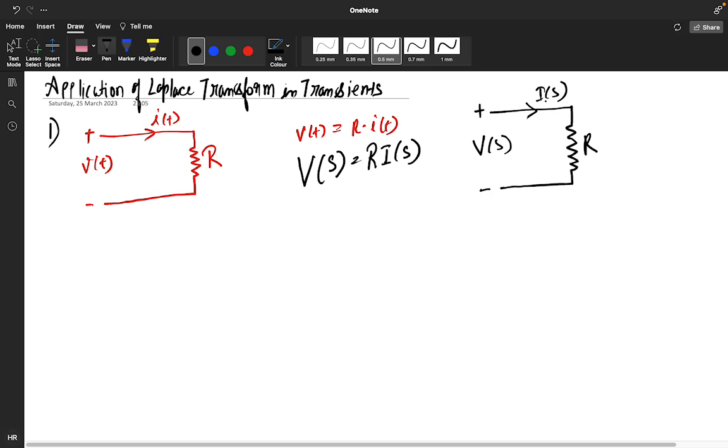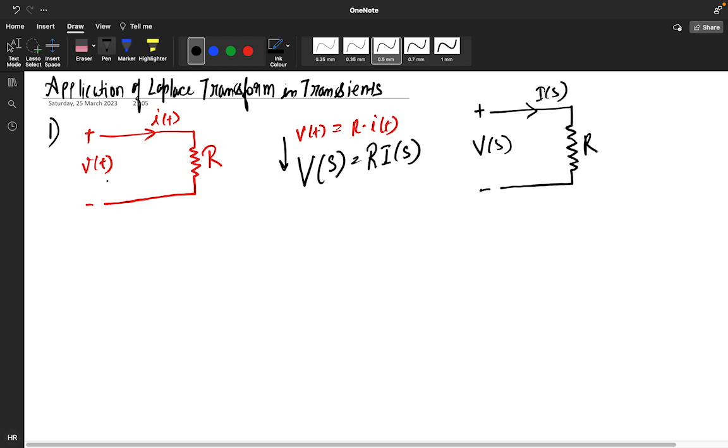Okay, so what I am telling, if you want to convert your circuit into the Laplace domain, this is your V of t, this is your I of t, and this circuit's resistance is R, so V of t is equal to R into I of t. The Laplace conversion will be V of S equals R into I of S. So V of S means it's a conversion.